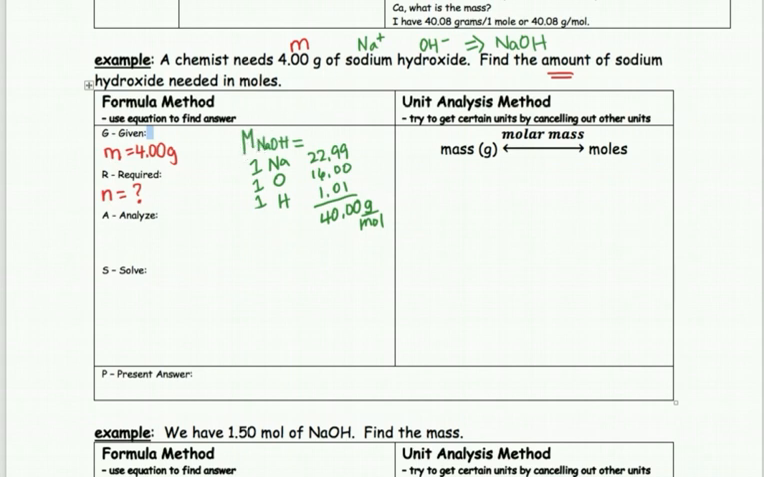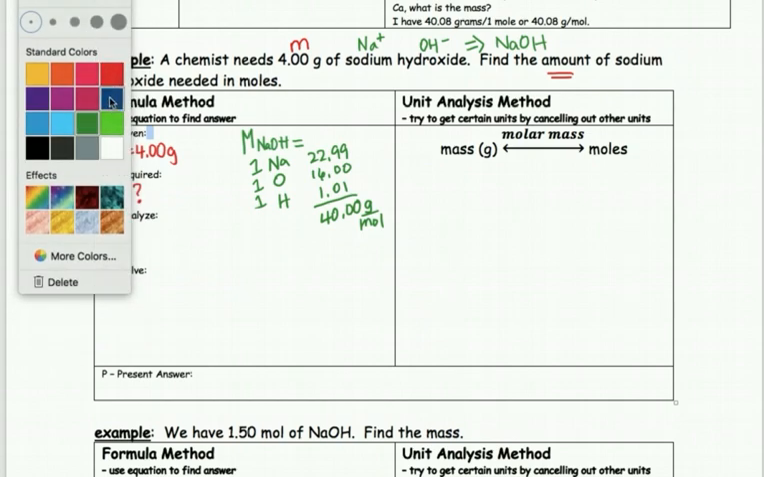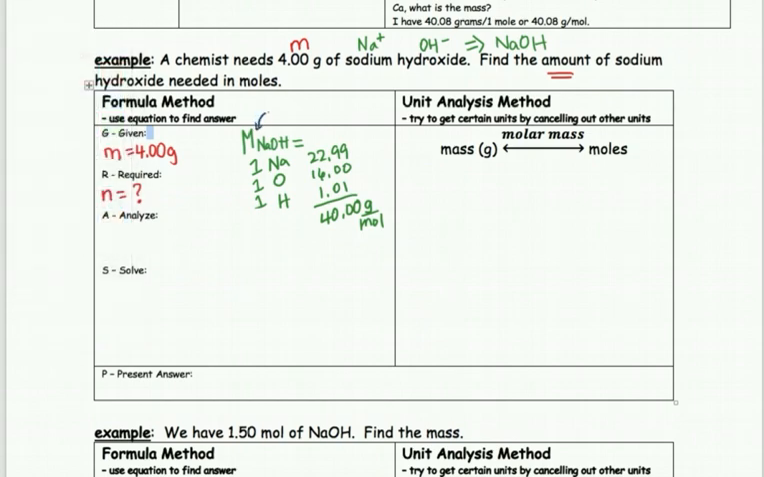Then I went here and found capital M, molar mass, of sodium hydroxide. So just make a little note. I know you guys are still getting comfortable with all these letters. So capital M is molar mass. So the molar mass is that of sodium hydroxide.